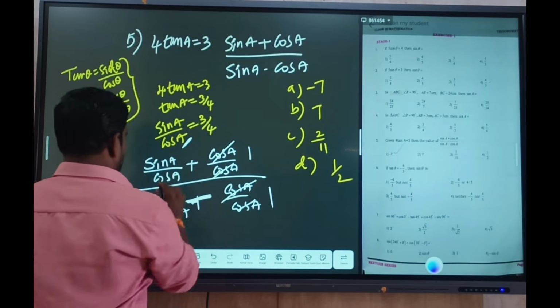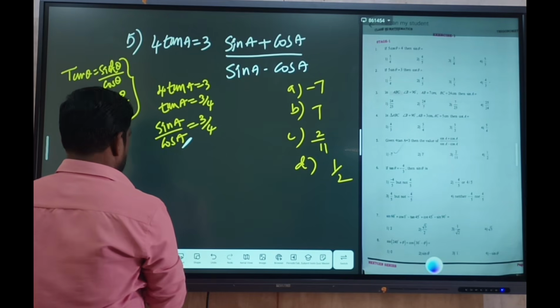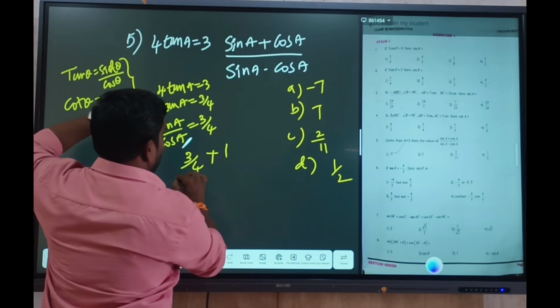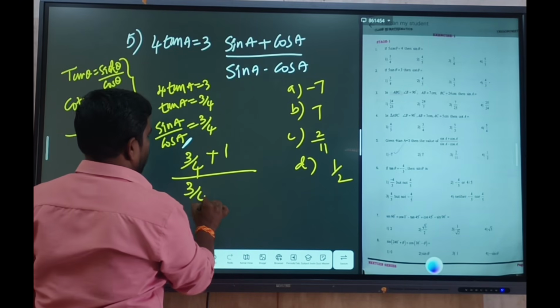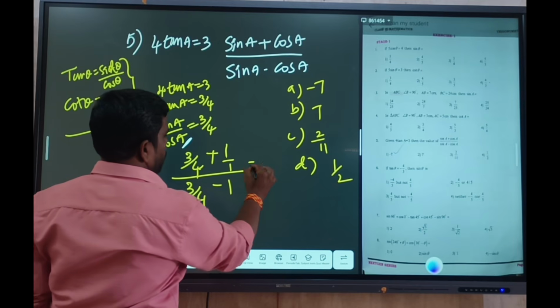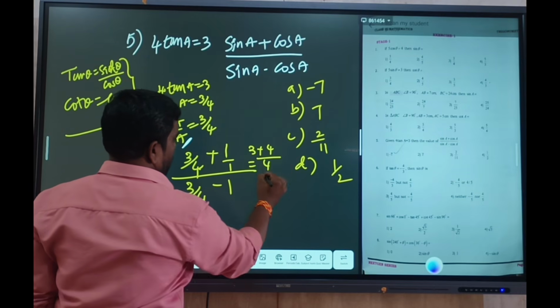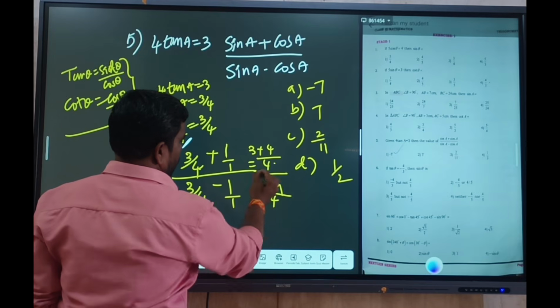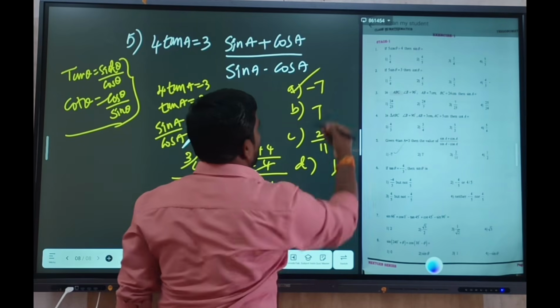So sin A by cos A means 3 by 4, plus 1, divided by 3 by 4 minus 1. 4 ones are 4, so we get 3 plus 4 over 3 minus 4. The 4 cancels: 3 plus 4 is 7, over 3 minus 4, which is minus 1. Answer: minus 7. Option A is the correct answer.